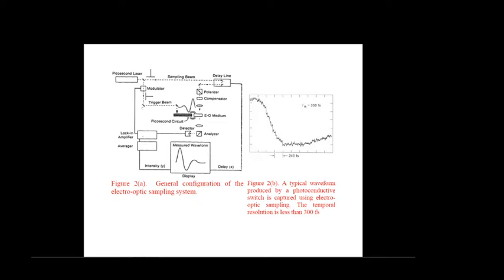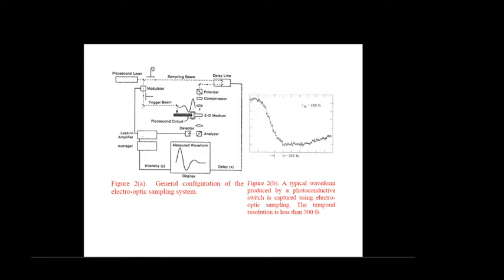Here you see this in figure 2. A high repetition rate, that is approximately 100 megahertz. So here from the general configuration of the electro-optic sampling system, you may understand how it works.